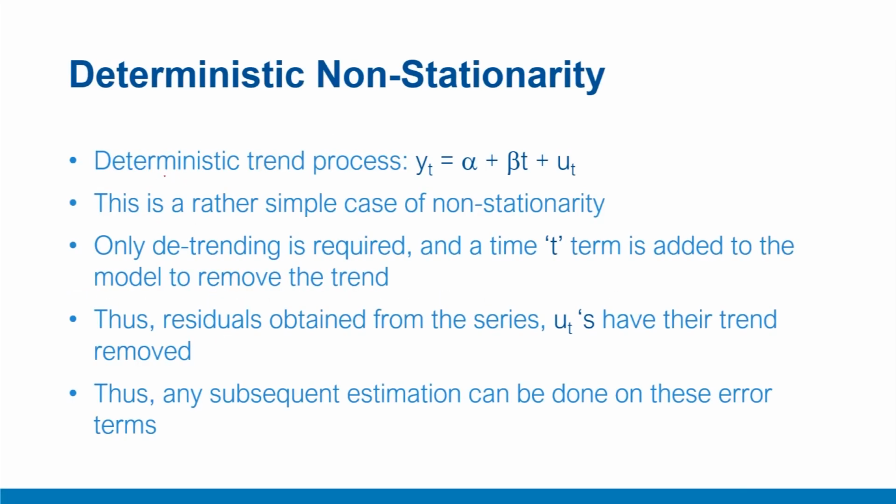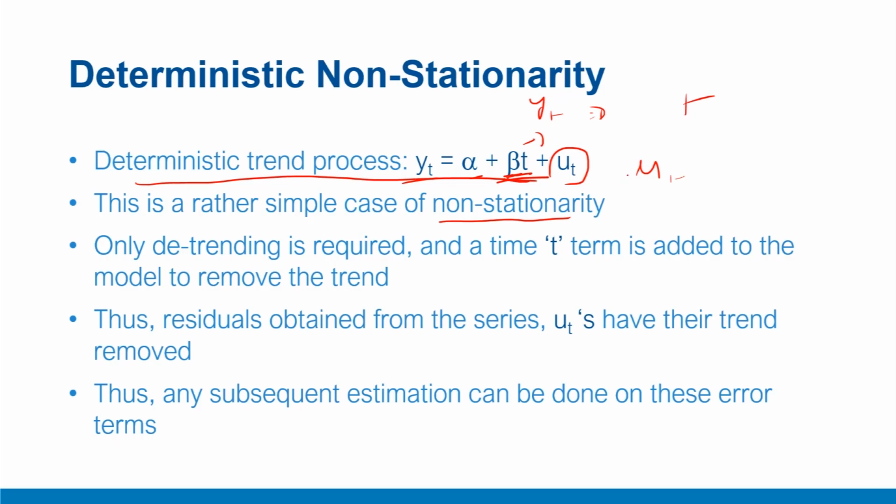In this video, we'll discuss deterministic non-stationarity and how to tackle it. Recall, we said that a deterministic trend process appears like this, where y_t is a function of the time trend t. This is a rather simple case of non-stationarity, because to deal with it, all that is required is detrending. You model y_t with the time trend t like this. Once you model out the time trend, you will find the coefficient beta and constant term alpha, and the residuals mu_t will not have a time trend.